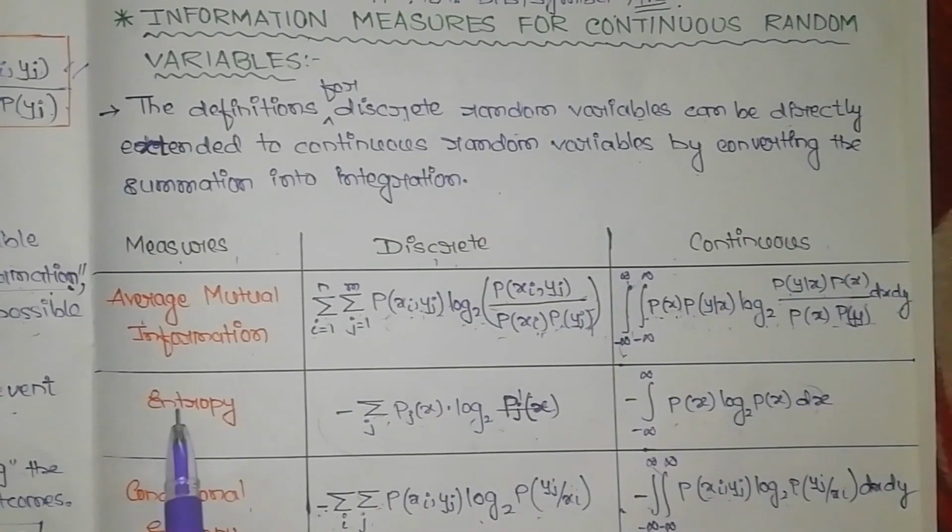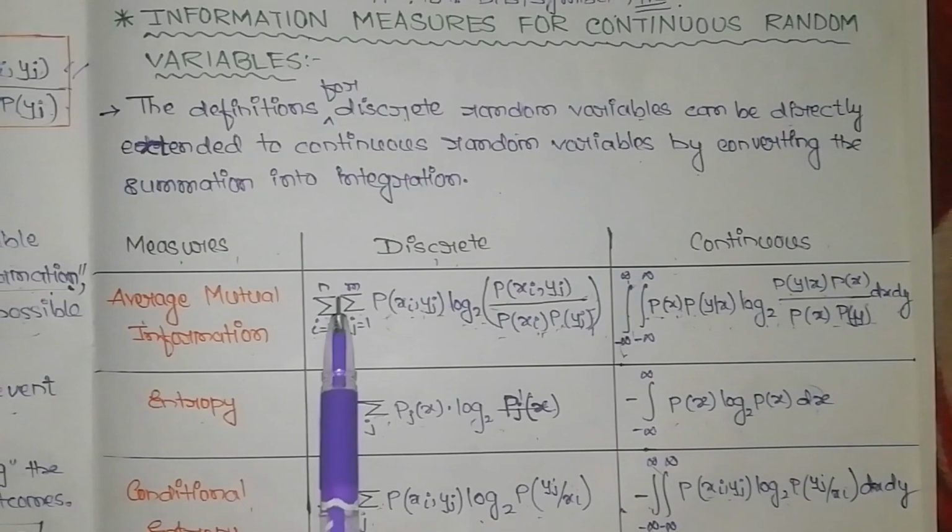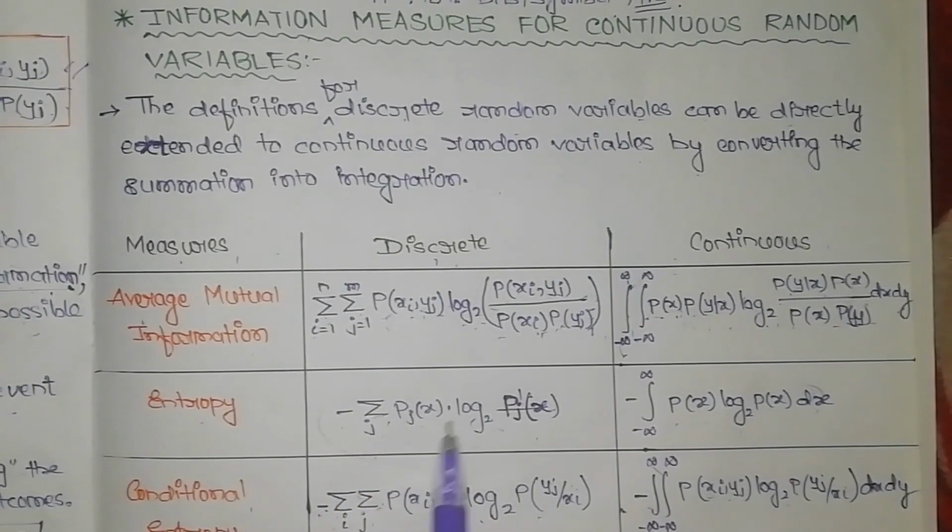In the second measure, that is the entropy, the discrete one has a formula minus of summation over j p_j log of p_j base 2, and for the continuous one it has minus integration from minus infinity to plus infinity p(x) log of p(x) dx. So you can see that both the formulas are the same except for the summation and the integration.